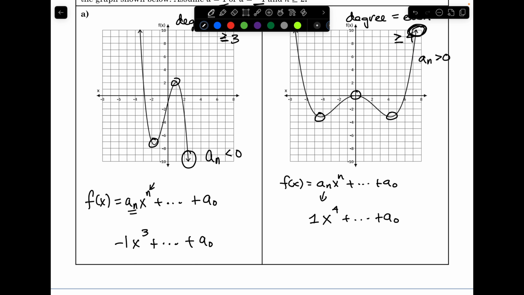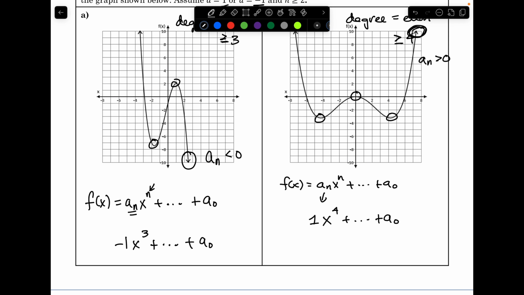So there you have it. This finally concludes this section on polynomial functions and their graphs, the zeros of the polynomial functions, 5.3.